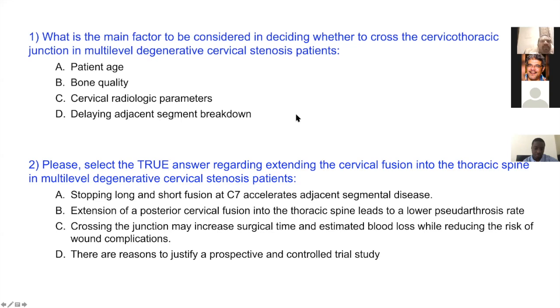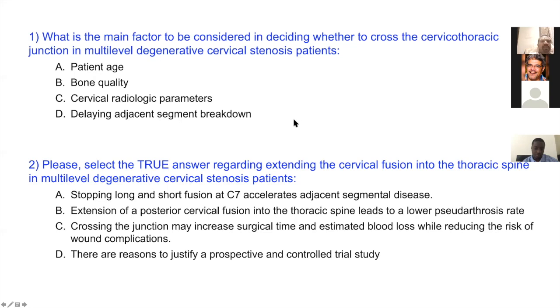And the second question, the correct answer is the D. We need to have a prospective study with all the variables controlled and some type of randomization in order to have more homogeneous patients and homogeneous treatment. Otherwise, we're going to discuss this all day long and we're not going to have any answers.